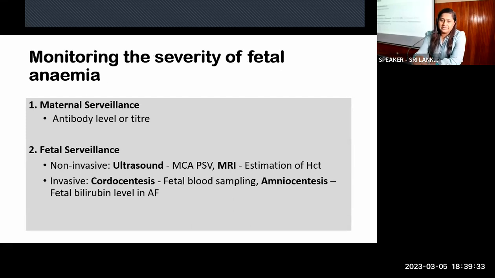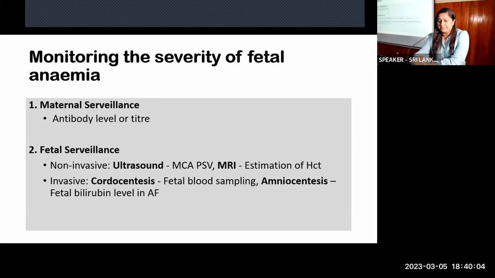So how do we monitor the severity of fetal anemia? The first method is maternal surveillance using the antibody levels or antibody titers. Then we have fetal surveillance, which is non-invasive, by ultrasound or MRI. Ultrasound is the most commonly used method, where we use the middle cerebral artery peak systolic velocity to predict moderate to severe fetal anemia. We also have MRI, which I'll talk to you about later.